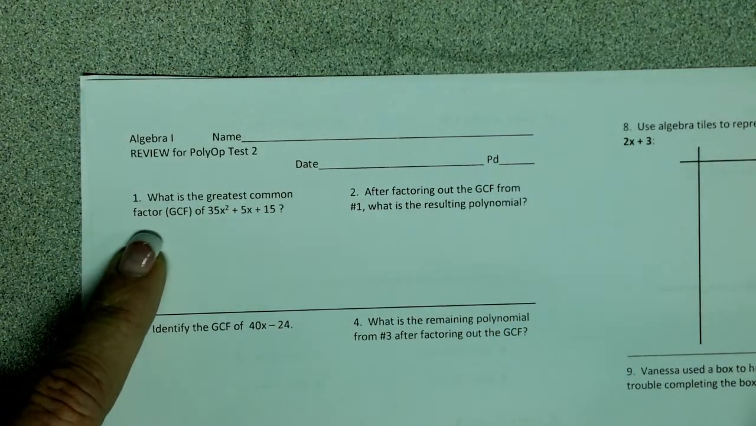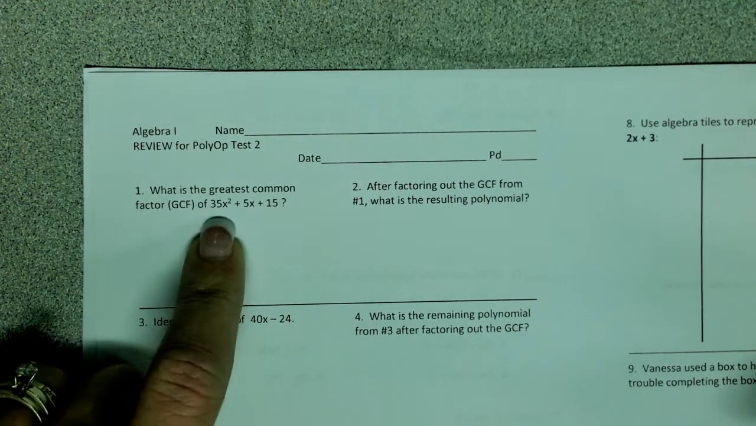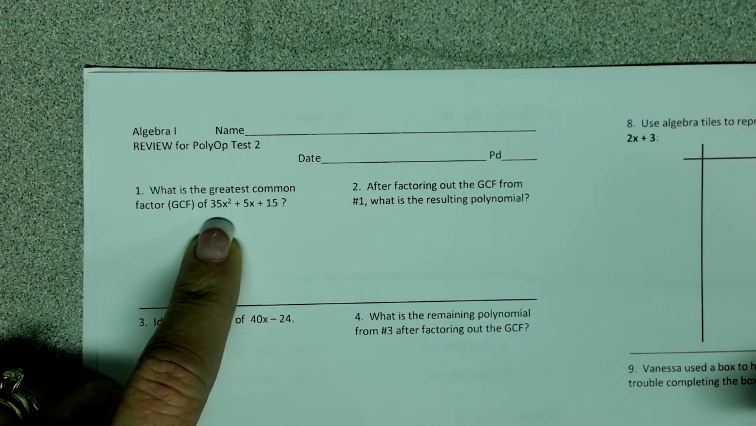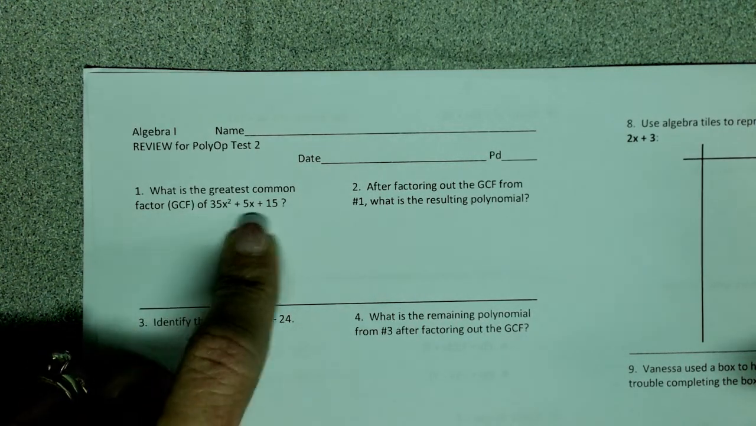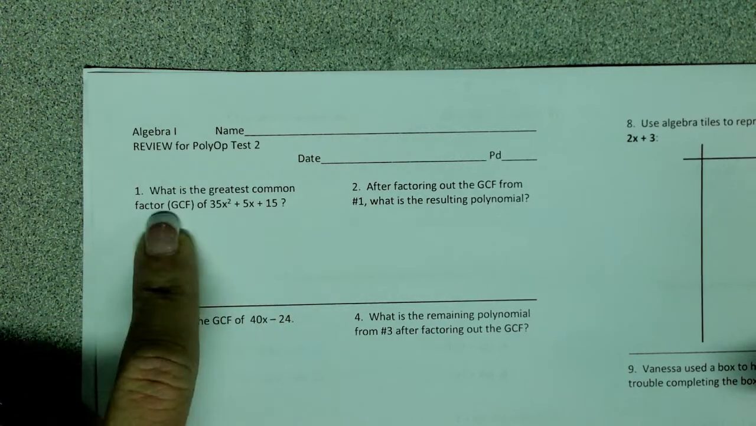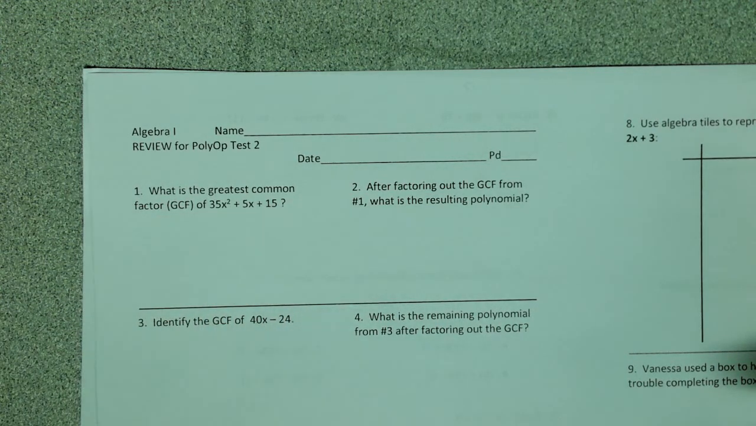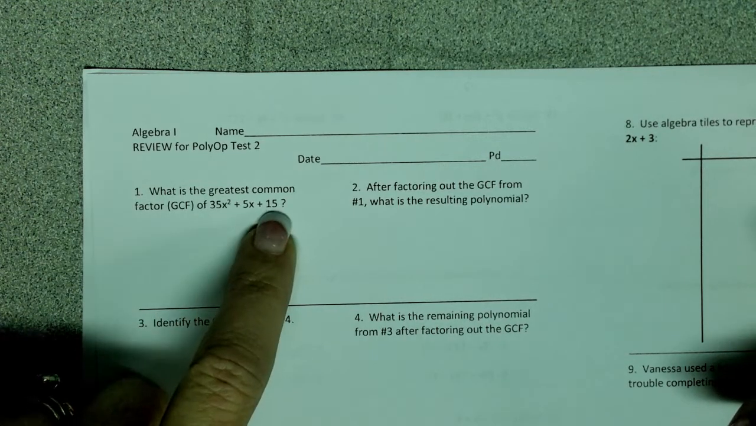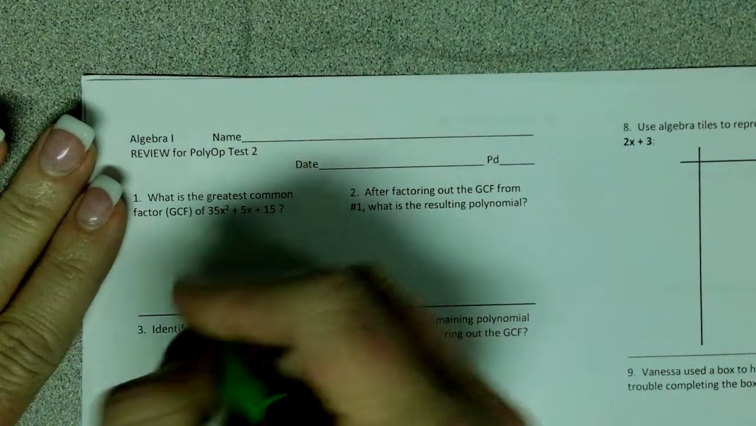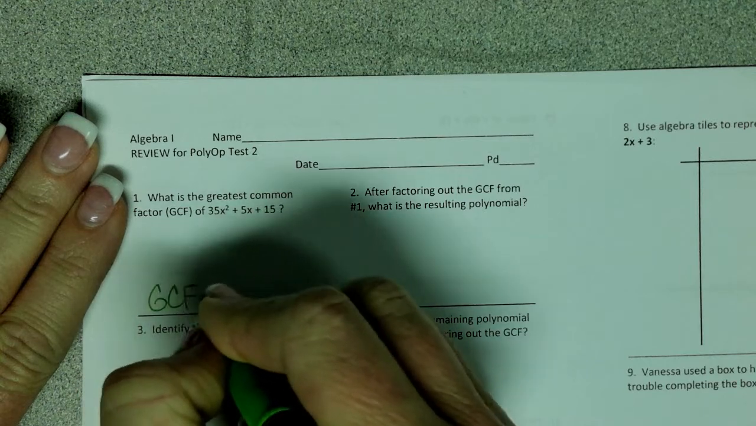What is the greatest common factor, the GCF, of 35x squared plus 5x plus 15? Would I be pulling an x as a GCF? No, because not all of them contain an x, right? So remember, we start with the smallest number, 5. Can it divide 35? Yes. Can it divide 15? Yes. So the GCF is 5.